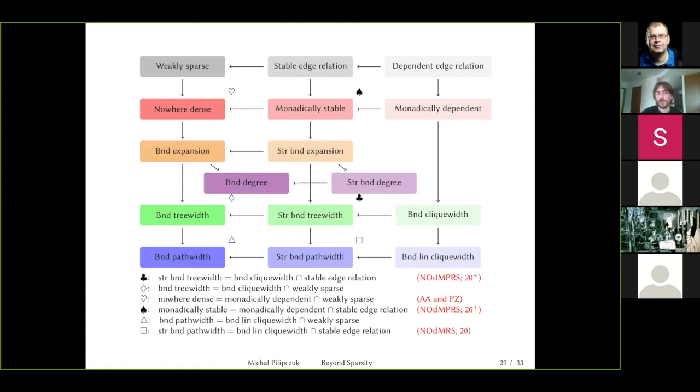For instance, bounded expansion, bounded degree classes. You can also close them under FO transductions, get structurally bounded expansion classes, structurally bounded degree classes. And now the question would be, what are those? Yes, how can you quantify the structure there?